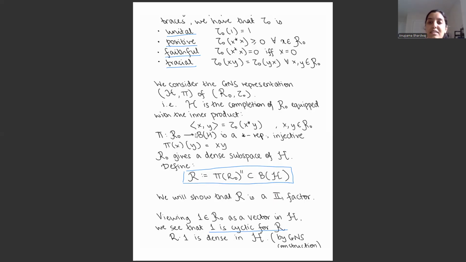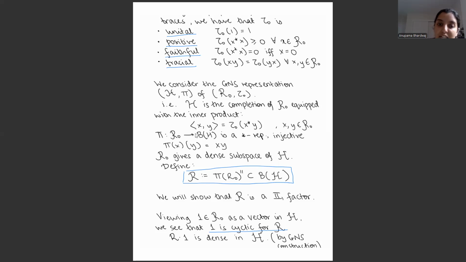So yeah, H is the completion of R naught equipped with this inner product. And you have the representation pi, which goes from R naught to B of H. It's an injective star representation. And you have pi of x, where x is in R naught, acting on any y in H given by xy. So R naught is a dense subspace of H because we're completing R naught, and the completion of R naught is H.